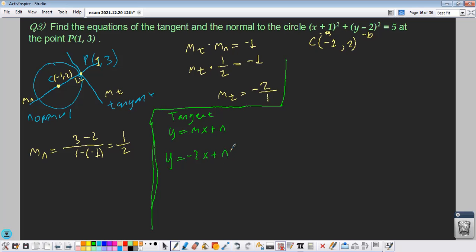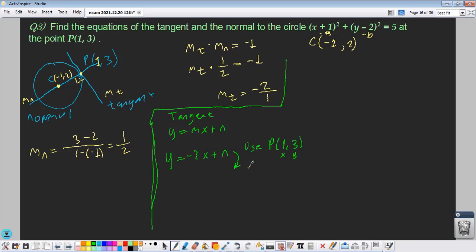Right now we have one unknown. That's why we are using a point which is already on the tangent line. On the tangent line, we have only one point that we know, which is P. We use point P, 1 and 3. These are X and Y numbers. When you insert them back in the original equation, it should be exactly equal.